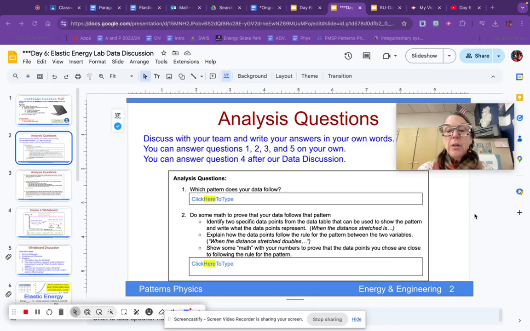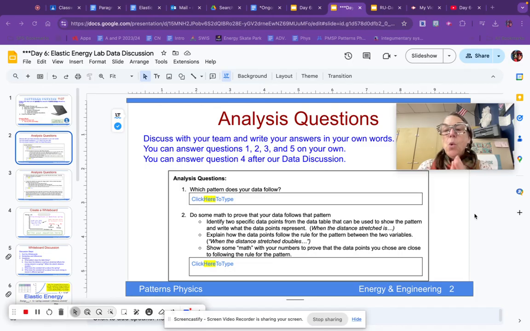Explain how your data points follow the rule for the pattern. When the distance stretches, remember that piece of paper that I showed you where it folds out for the quadratic. Let me take a piece of paper. I have a piece of paper here, my expensive science equipment. I'm going to double the distance. Double distance stretched and quadruple the energy.